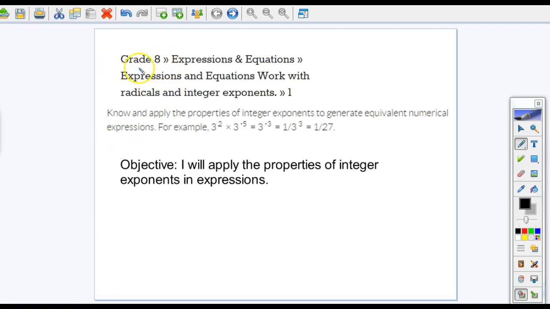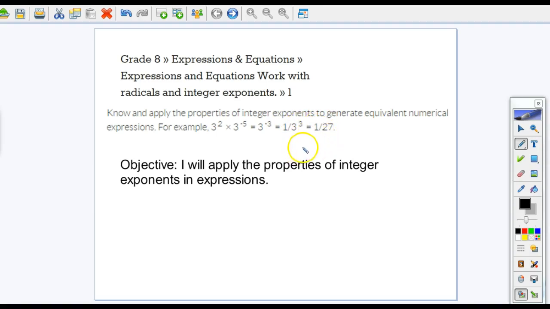So the Common Core standard is a grade 8 standard with expressions and equations. We are working with radical and integer exponents, so it's EE.8.1. It says: know and apply the properties of integer exponents to generate equivalent numerical expressions. For example, 3 squared times 3 to the negative 5th is 3 to the negative 3, which turns into a fraction, which is 1 over 27.